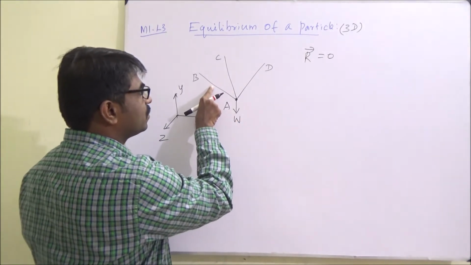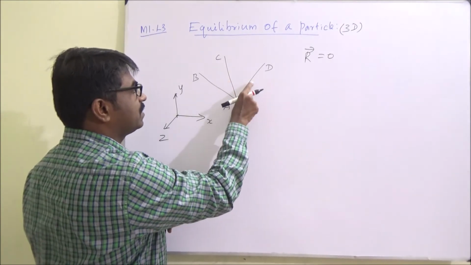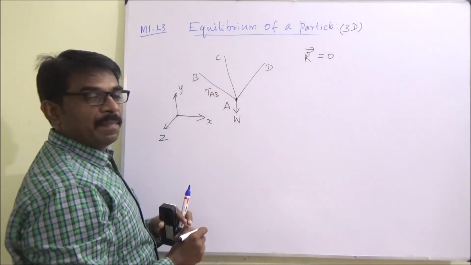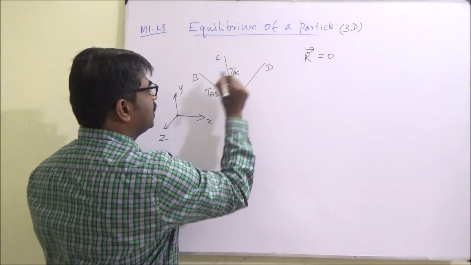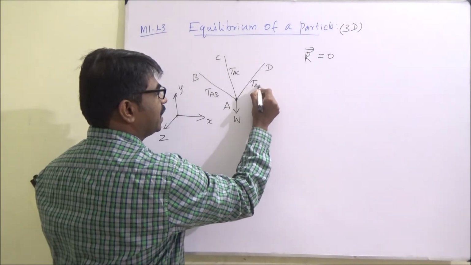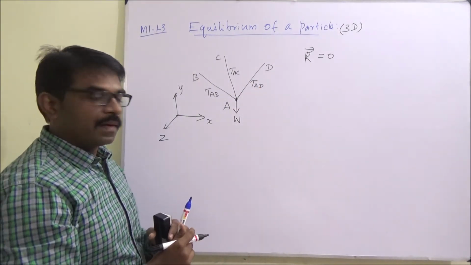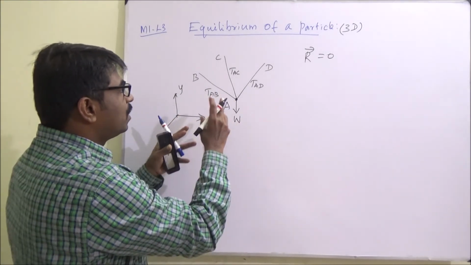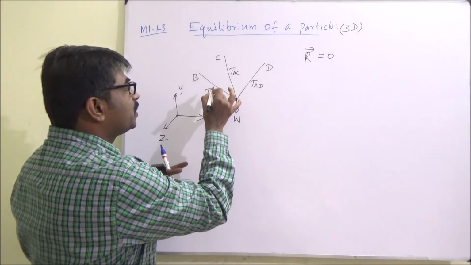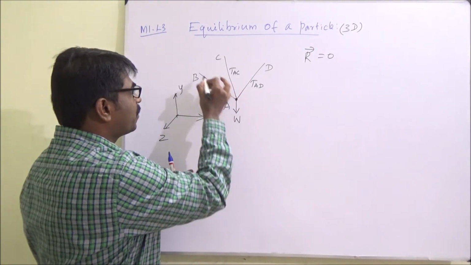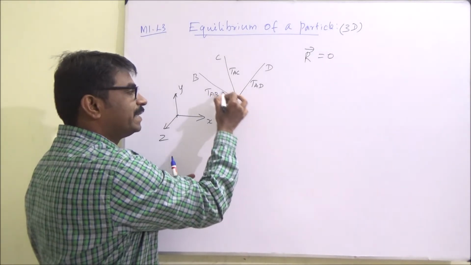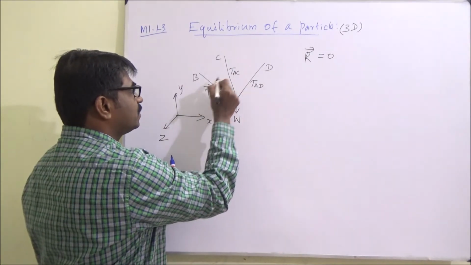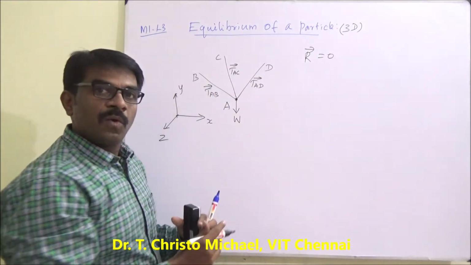So this will have a tension, this will have a tension, this will have a tension. The magnitude of this is TAB, the magnitude is TAC, and this magnitude is TAD. Right? And the magnitude of the weight is W. So now we have 3 vectors. We know the coordinate points, so we can calculate the lambda vector for each. So there are 3 force vectors.